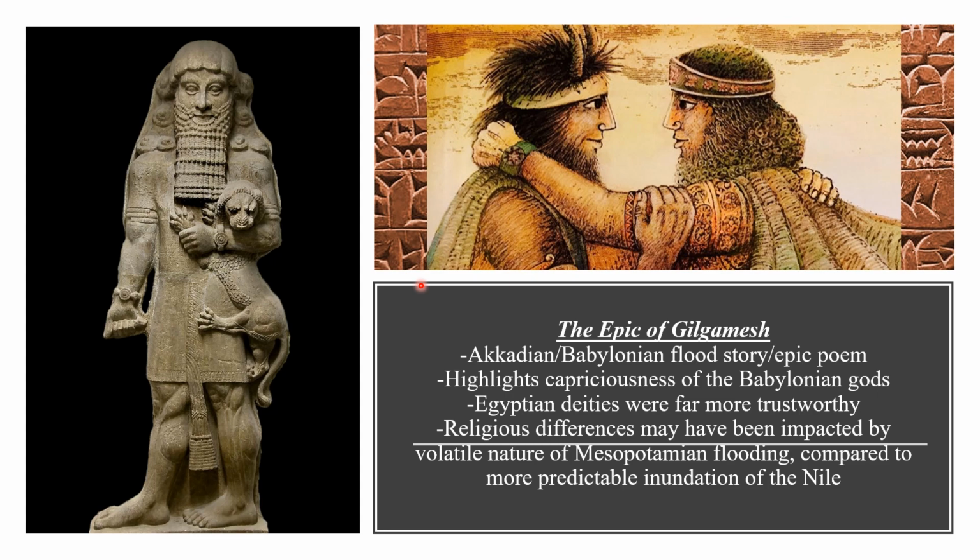He meets a man named Utnapishtim who survived a global flood. Utnapishtim is a Noah-like figure.